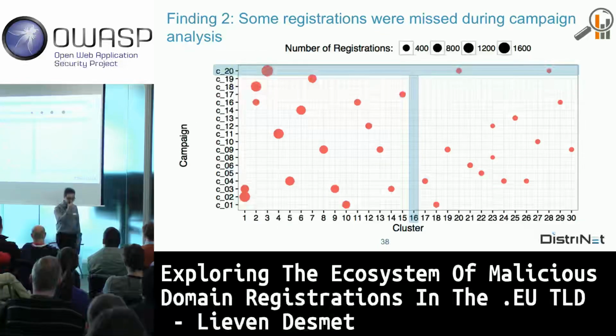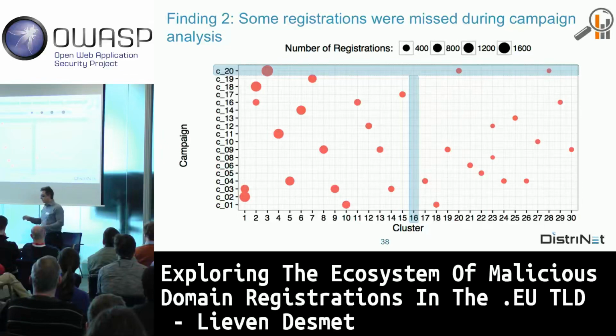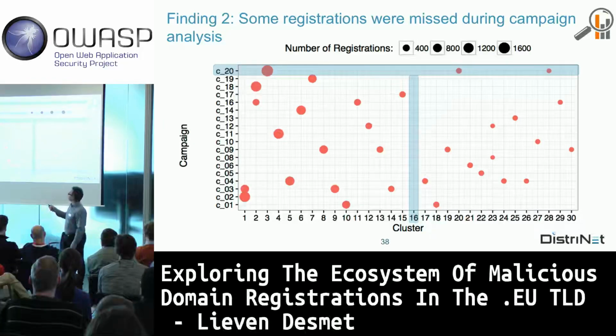The second thing, we see clusters that are not mapped to any of the campaigns. Interesting. That means that we missed something. And indeed, with this cluster 16, we did some manual validation, and it ended up that we were too restrictive in specifying campaign C20.